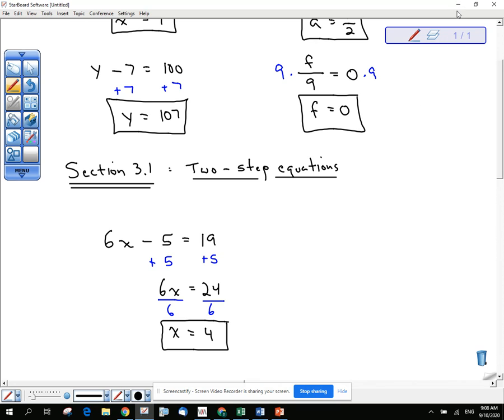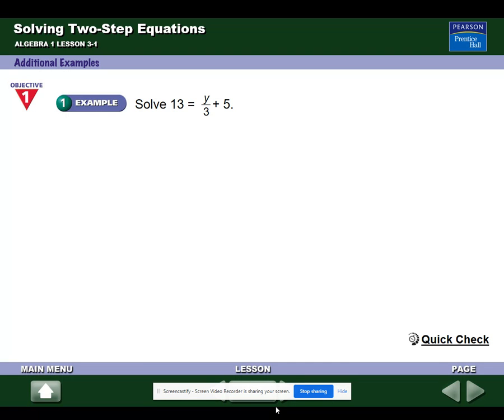Okay? Now that takes us to another similar problem like this. Ask yourself what's happening to the variable and then undo things in reverse order. y is being divided by 3 and then added to 5. So we want to undo things in reverse order by first subtracting 5, which would bring you to 8 on the left and just y thirds on the right. We've talked before too that a fraction bar means division, right? So y is being divided by 3. We're going to multiply both sides by 3.